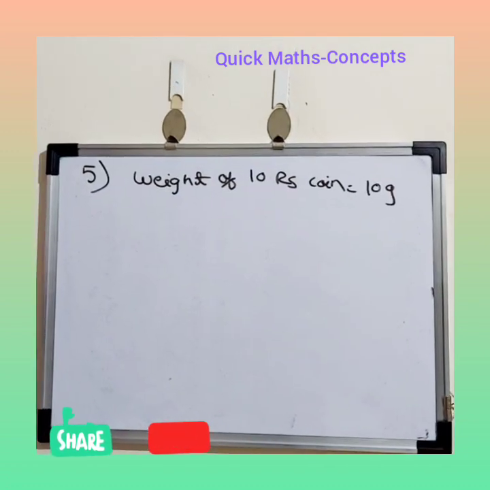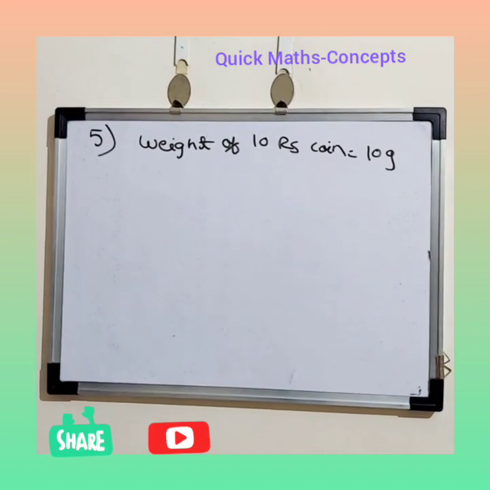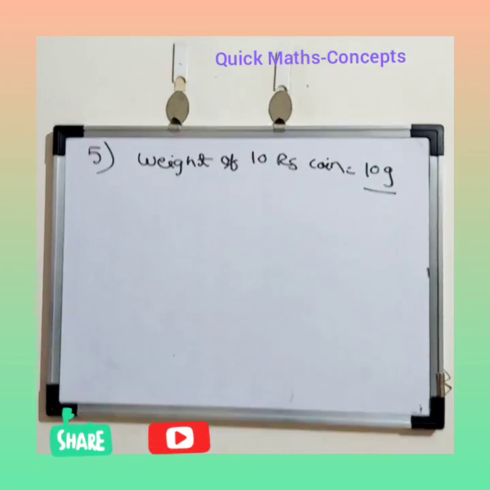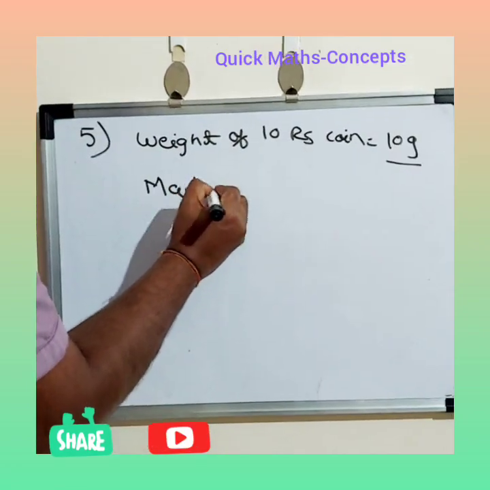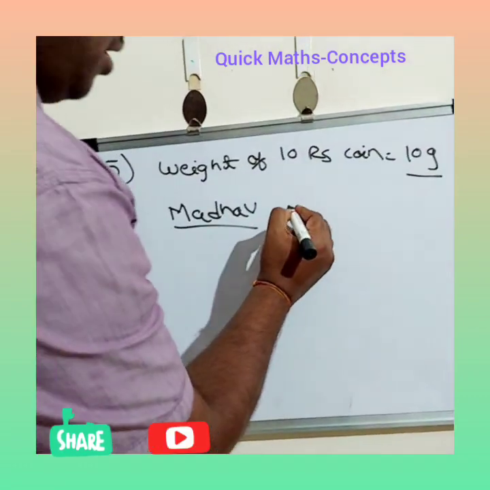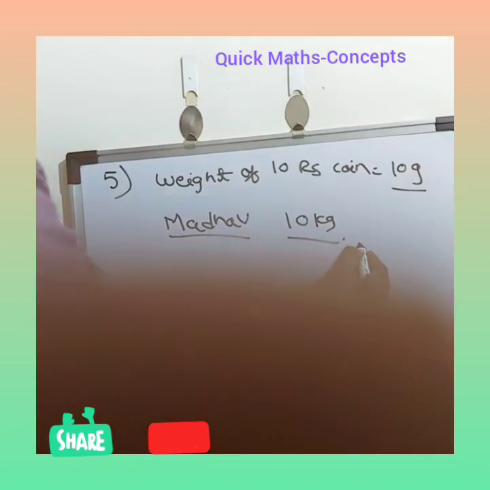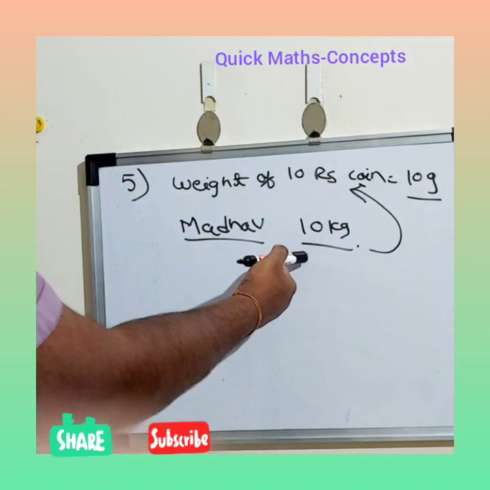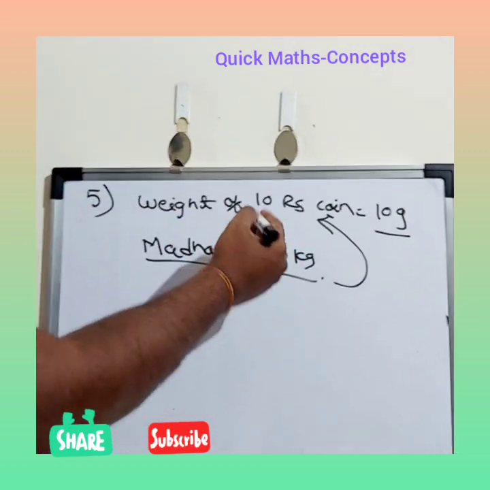Now we will discuss one more problem. Here the problem is given that the weight of a 10 rupees coin is 10 grams. A person, Madhav, won a bag, and that bag weighs 10 kg, and that bag completely contains only 10 rupees coins.